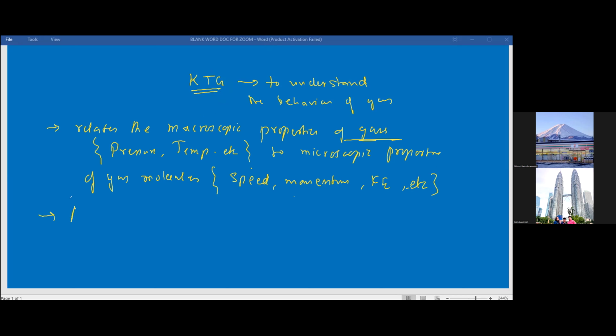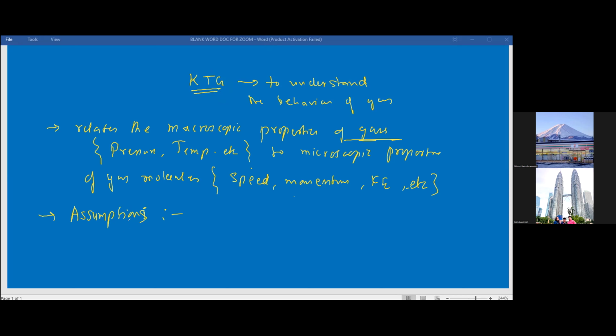Now there are certain assumptions that have been made in this kinetic theory of gases. These assumptions are important to note because sometimes a direct question is asked in the NEET exam which requires you to memorize some of the assumptions. Most of the assumptions you can just guess, like how ideal gas molecules should behave. So let us look into the assumptions.